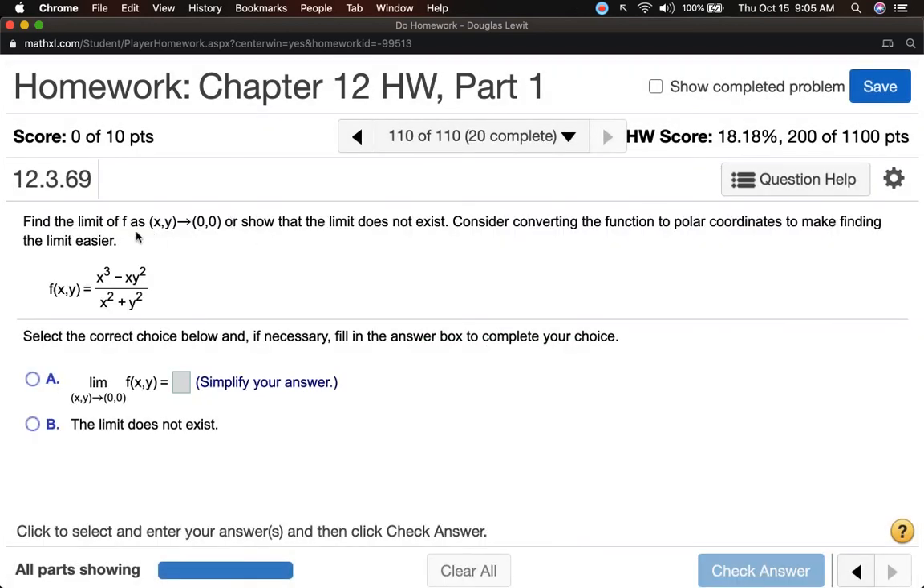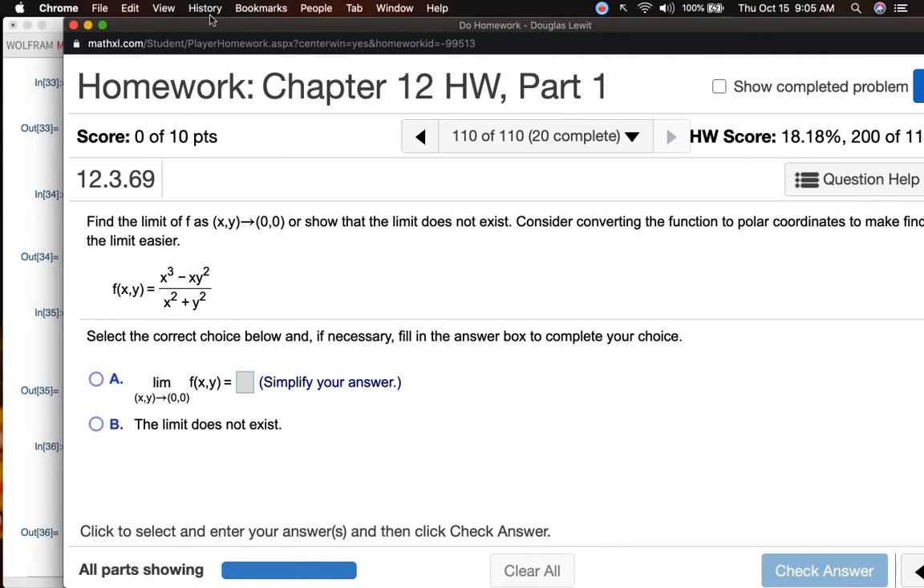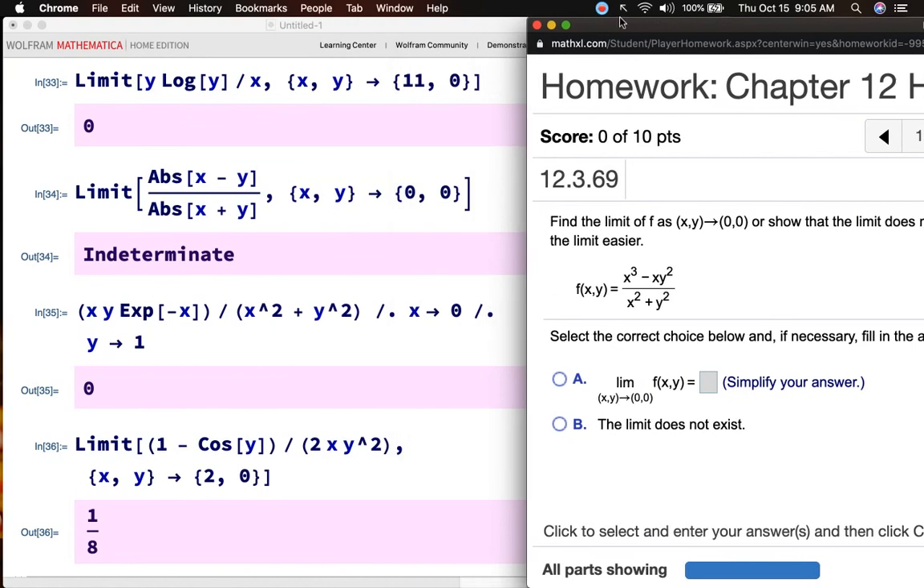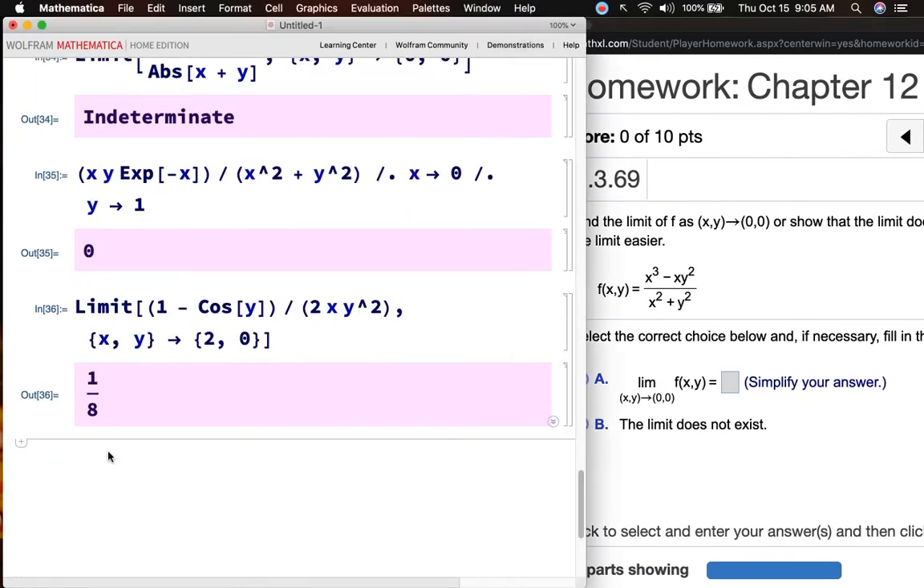Okay, and here, find the limit. Find the limit of f as x, y goes to 0, 0, or show that the limit does not exist. Consider converting the function to polar coordinates to make finding the limit easier. Okay, so we're just going to cheat. We're going to cheat for this problem again. I'm going to use Mathematica's Limit function to make my life a little bit easier.